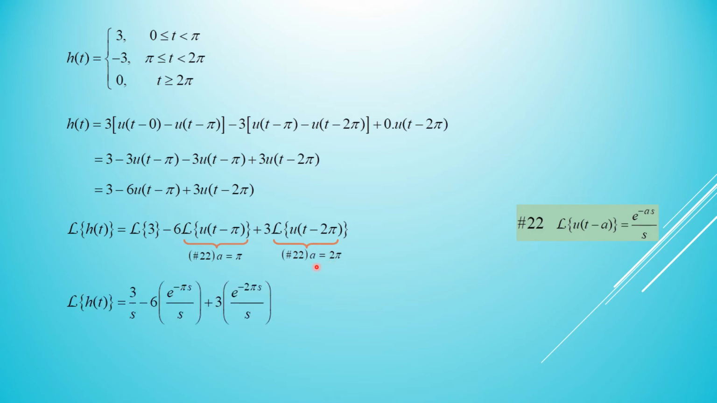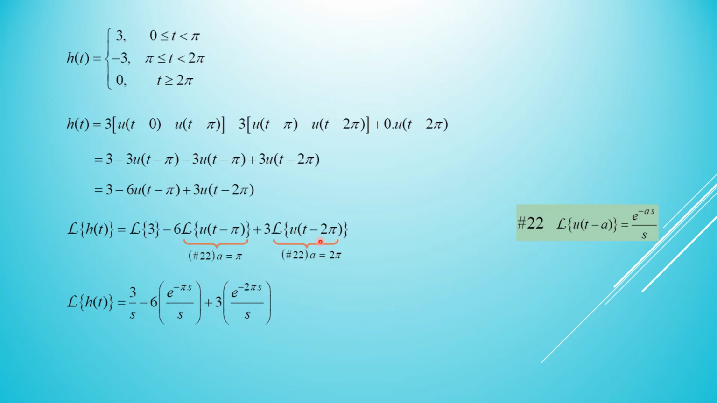So the Laplace transform of h is equal to the Laplace transform of 3, which is very simple. This is just 3 over s, minus 6 multiplied by, now using formula number 22, replace a by pi. So the answer will be e to the negative pi s over s, plus 3 times the Laplace transform of u(t minus 2 pi).